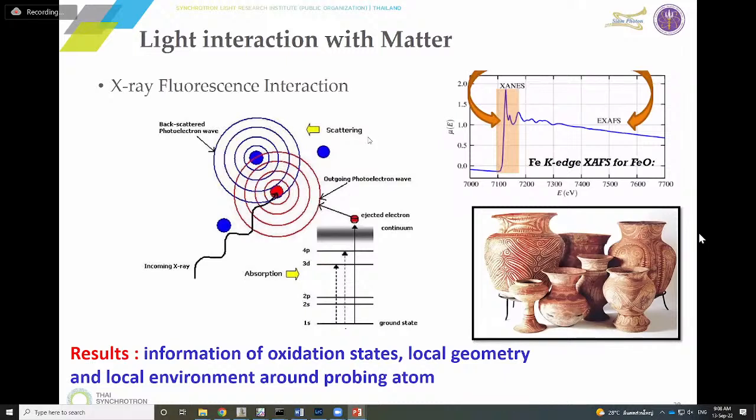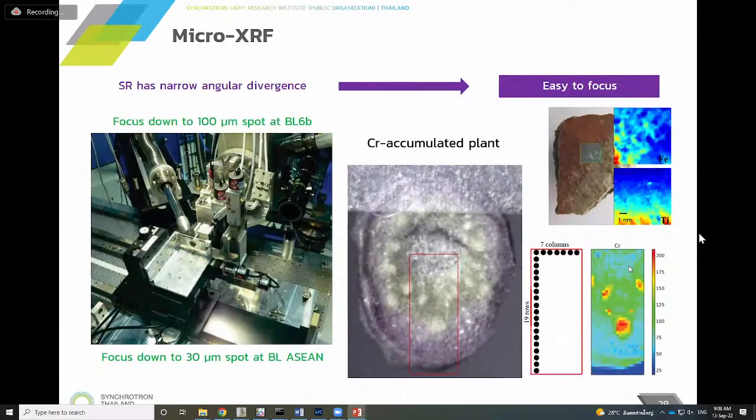When you get the absorption phenomena, you can get the fluorescent phenomena as well. By the fluorescence, the electron jumps up and releases down, and releases the fluorescent X-ray out. It shows you the information of the elements contained in the sample. But a good point in the synchrotron facility is that you can focus the beam. So when you focus the beam to be small and you track the beam along your sample, you can do the mapping of the elements in your sample.